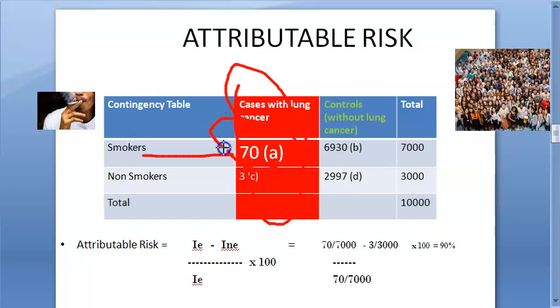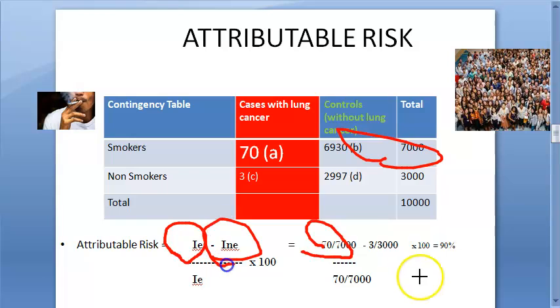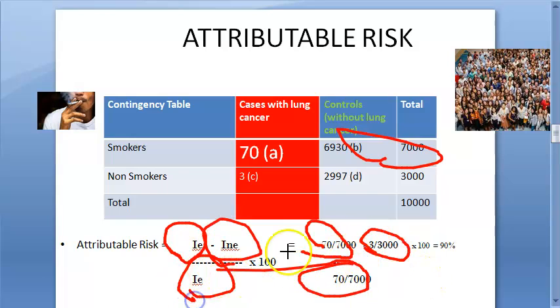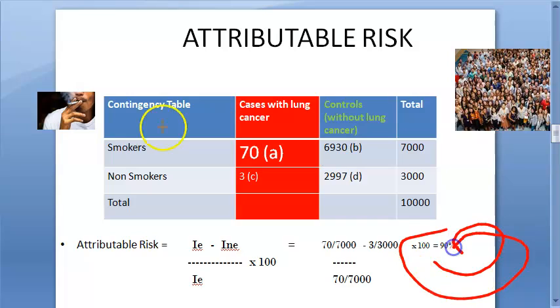Right? Now, if we stop these people from smoking, you can reduce 70. So, 70 cases we can stop amongst these 7,000 people. So, here we are going with incidence among exposed, that is 70 divided by 7,000 minus incidence among not exposed, that is 3 divided by 3,000 divided by incidence again among the exposed. Here you are not taking total, here you are taking the exposed people, right? So, that will give you 90%. 90% you can reduce. You can prevent 90%.